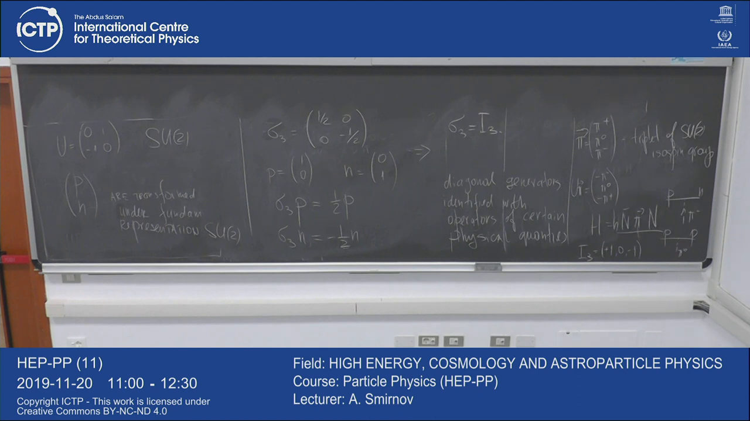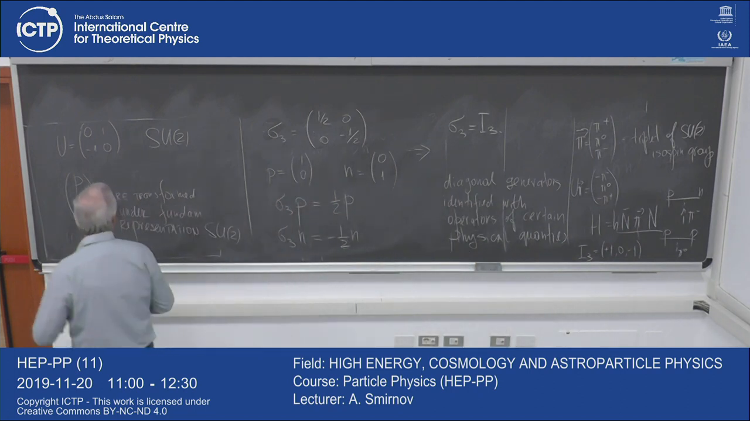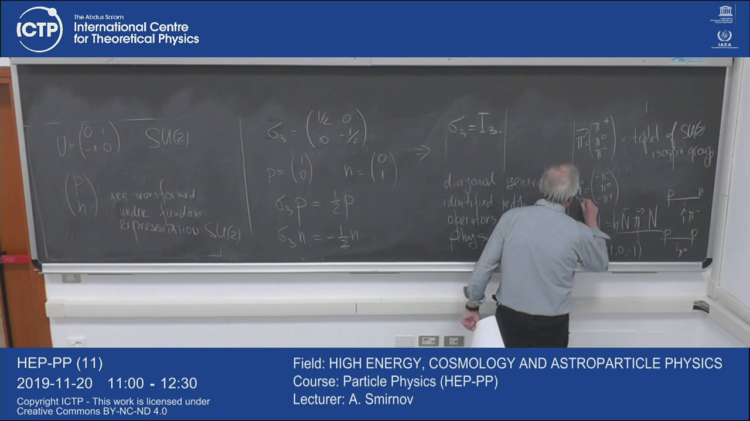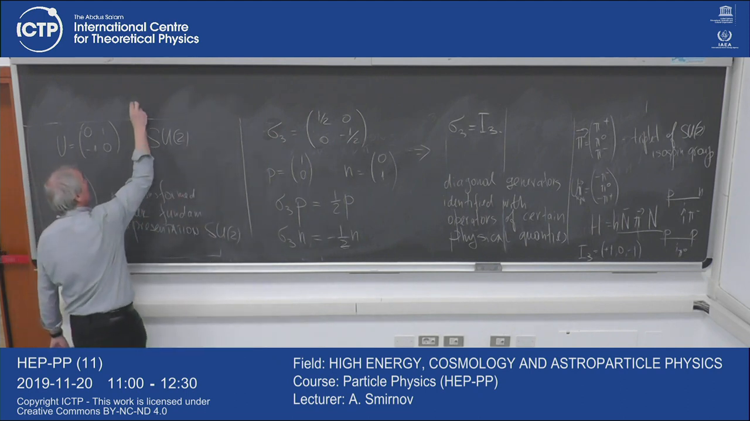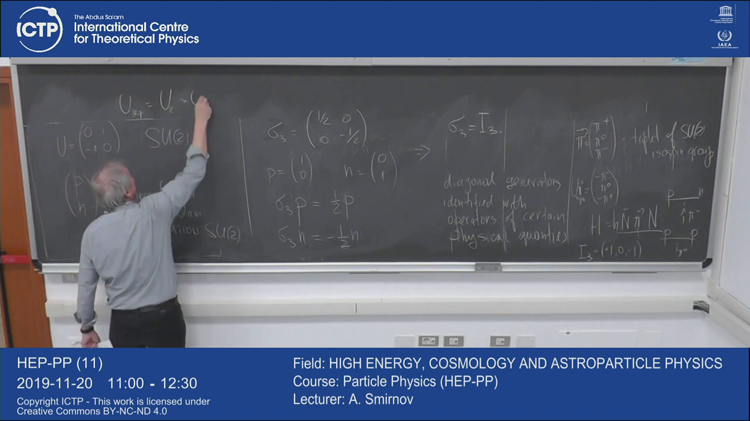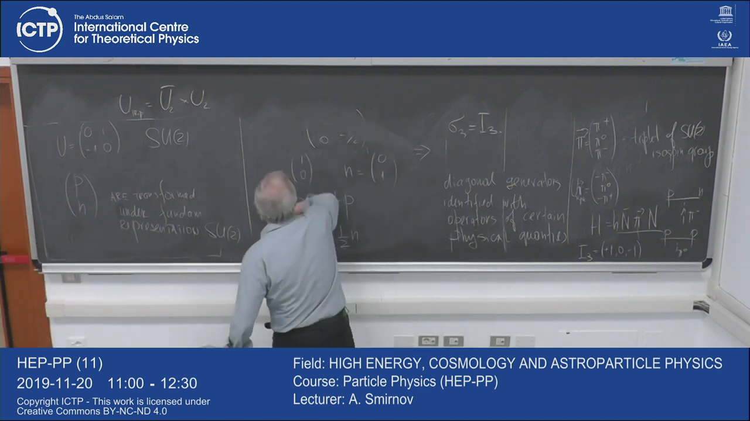Sorry, I'm rushing a little bit. But U is the 2-by-2 matrix. Now that should be taken in the triplet representation, and in the triplet representation, this matrix is the product of all this. So the triplet is constructed as the product of doublet representations. If the doublet has one index, then this adjoint representation has two indices of SU2. So literally in the components, let me just avoid any confusion.